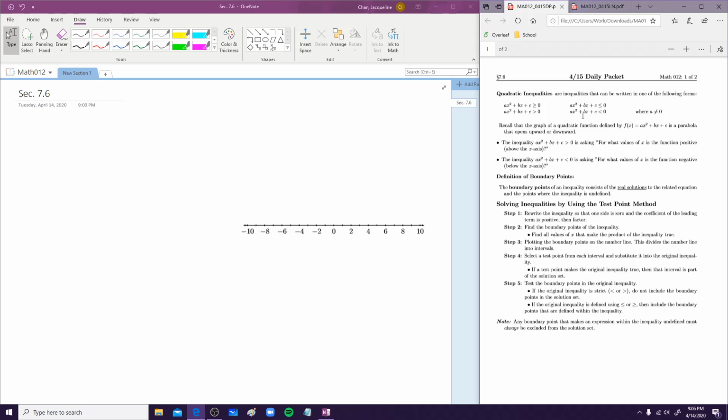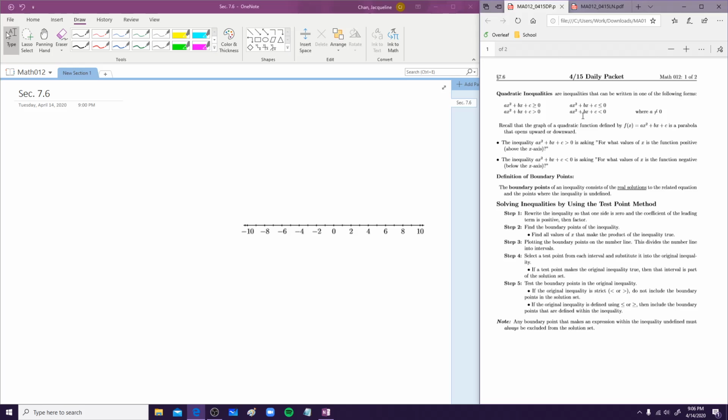So when the inequality ax squared plus bx plus c is greater than 0, it is asking for what values of x is the function positive. So when is it above the x-axis? Same thing when it's less than 0, it's asking for what values of x is the function negative, or when is it below the x-axis. You'll see this more. You'll see what I mean when we start doing examples.